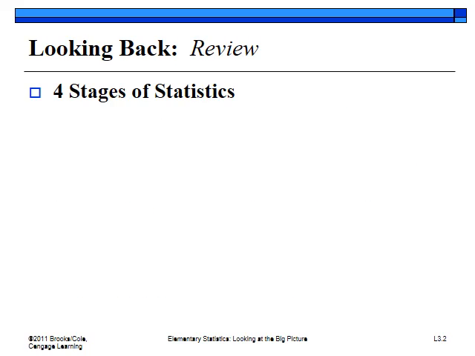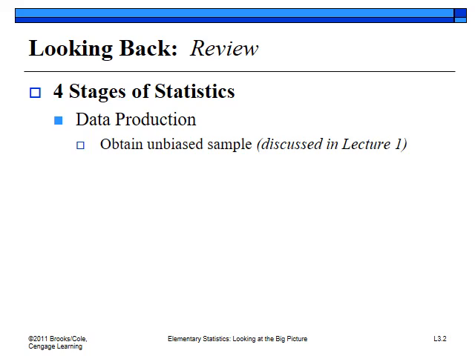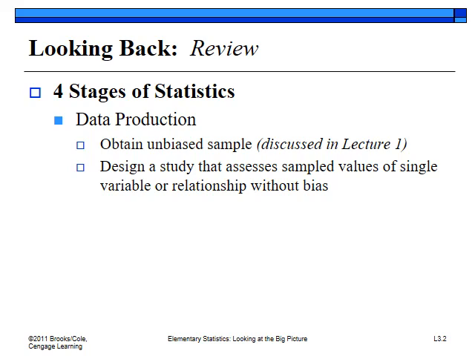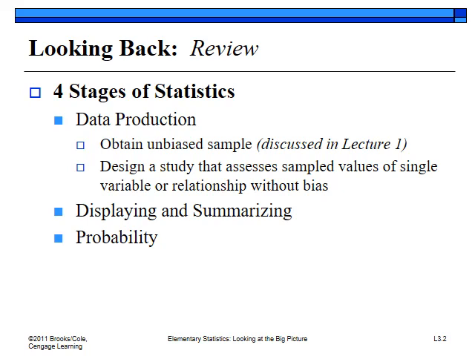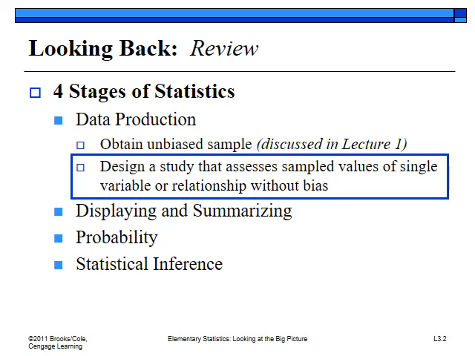First, let's review. Remember, there are 4 stages or processes of statistics. Data production, in which we obtain an unbiased sample. We talked about that in a previous video. Design a study that assesses sampled values of a single variable or a relationship between 2 variables, avoiding bias. Next, we have displaying and summarizing, probability, and statistical inference. In this lecture, we'll talk about designing studies.